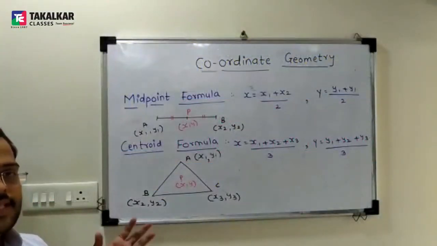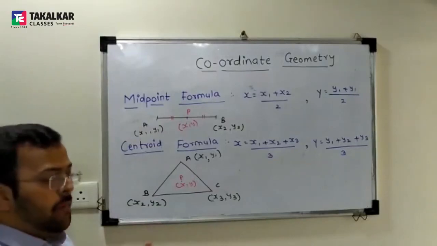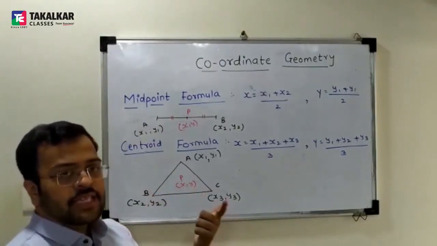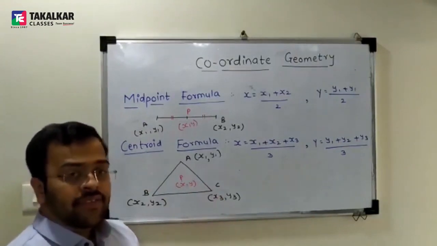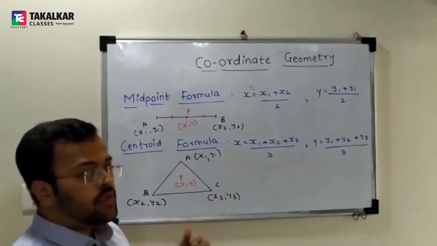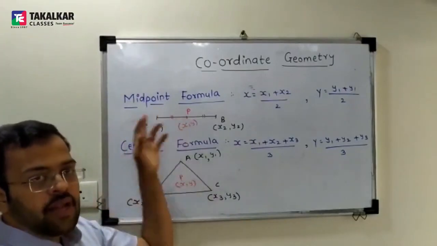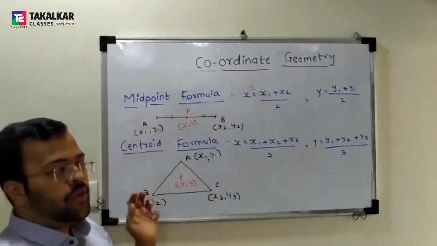Now, in the previous lecture, we have seen two formulas. One is the distance formula and the other one is the section formula. Now, in today's lecture, we have to see two more formulas. First is our midpoint formula and the other one is our centroid formula.